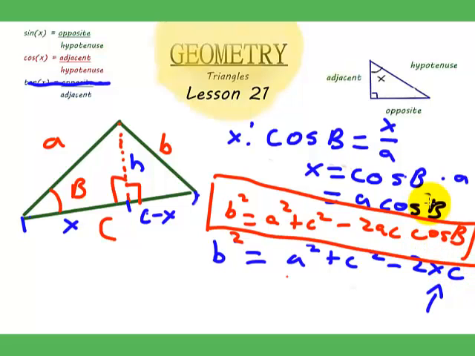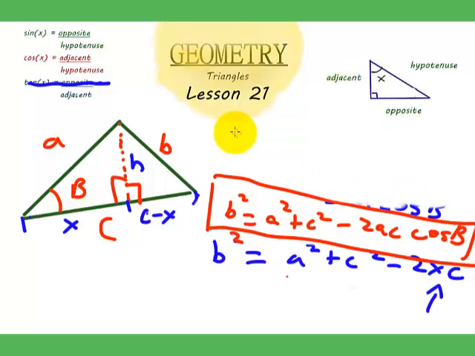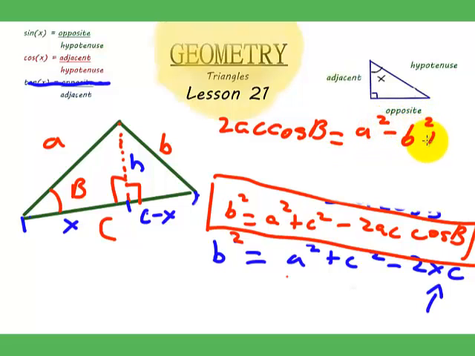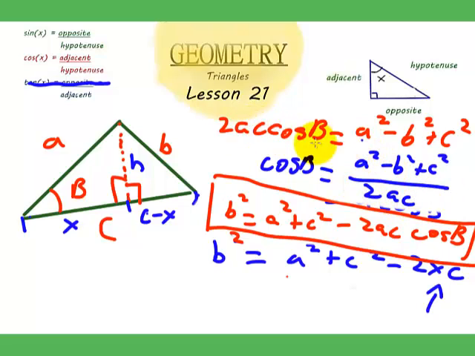Yay! So another form is, if I rub the top bit out, if we rearrange it, 2ac cos B is equal to a squared minus b squared plus c squared, and this will get us cos B equals (a squared minus b squared plus c squared) over 2ac, taking the 2ac down here. So this is the form if you want to find an angle, and the other is the form to find a side. So that's it for the cosine rule.